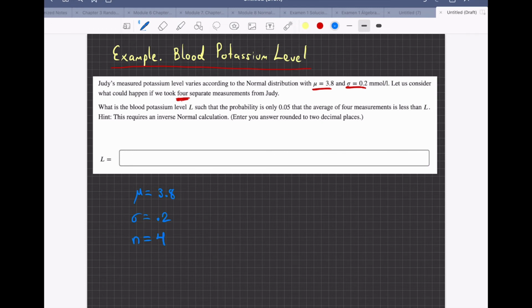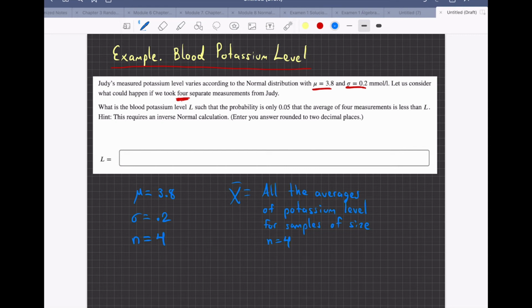What is the blood potassium level L such that the probability is only 0.05 that the average of 4 measurements is less than L? All right, in this case, X bar is all the averages of potassium level for samples of size n equal to 4.